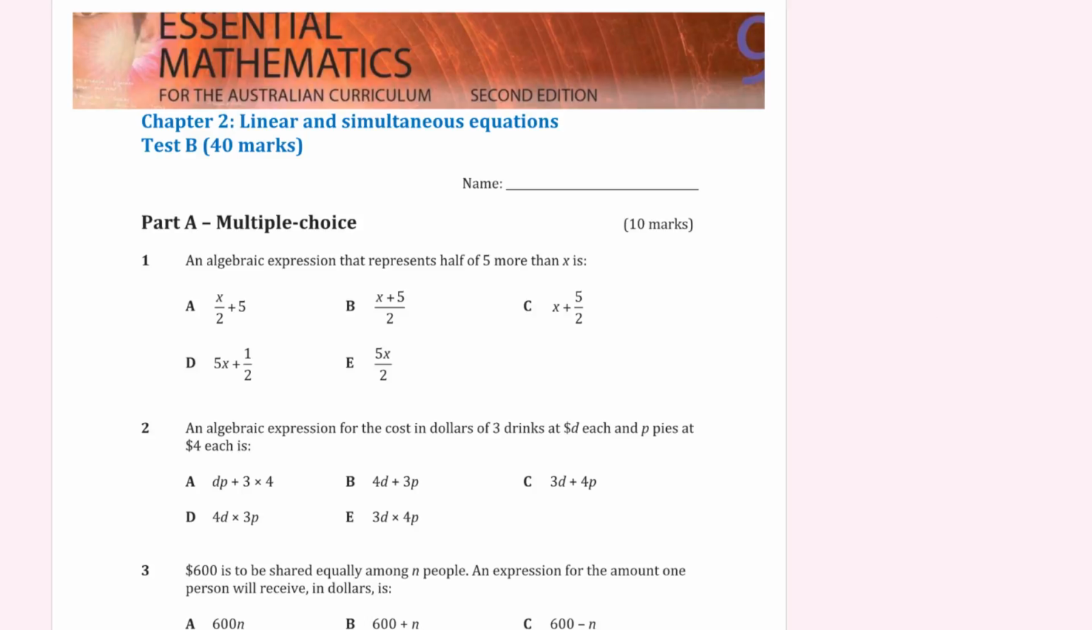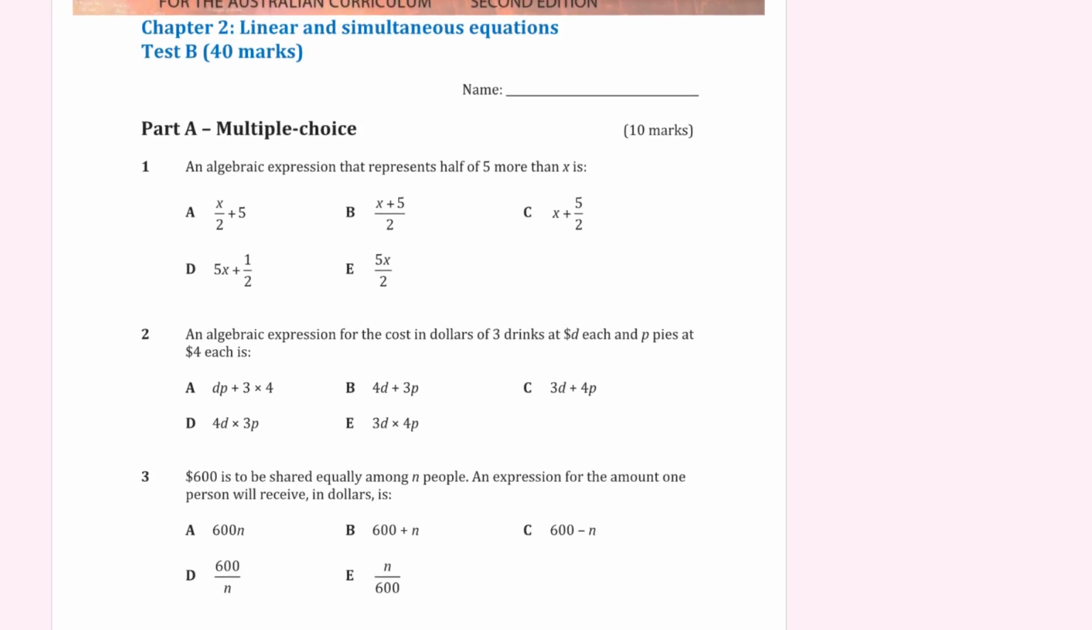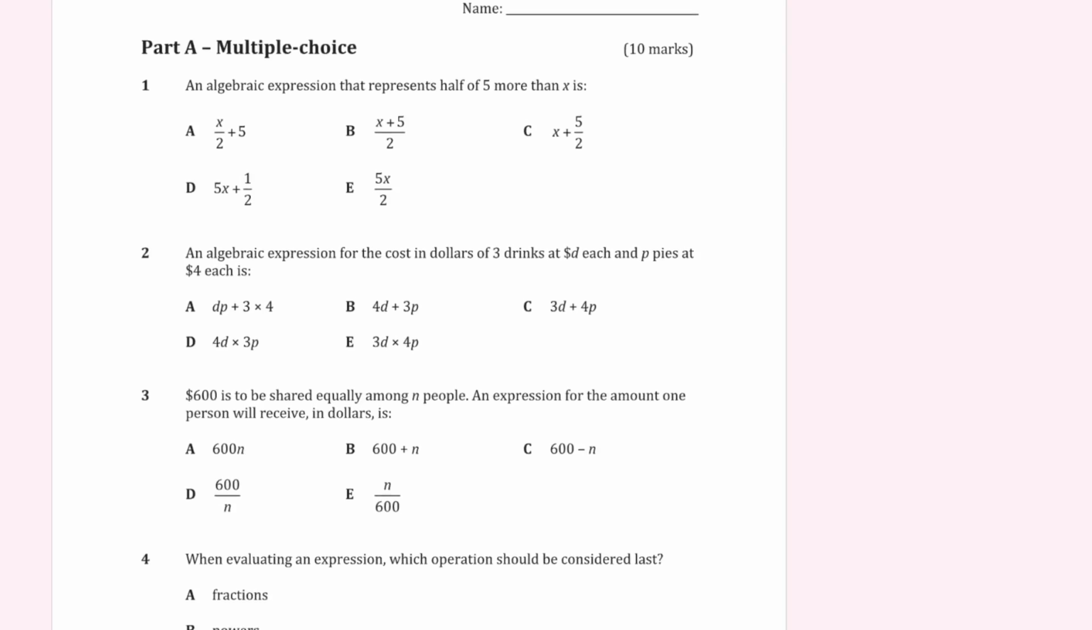Okay, I promised I'd do a few more examples for you so you can check your attempts on these revision tests. First one's a really interesting question here. This is test 2B. I'll do the multiple choice questions first. So, an algebraic expression that represents half of 5 more than x. Now, the reason I say this is interesting is because it depends on how you read it.